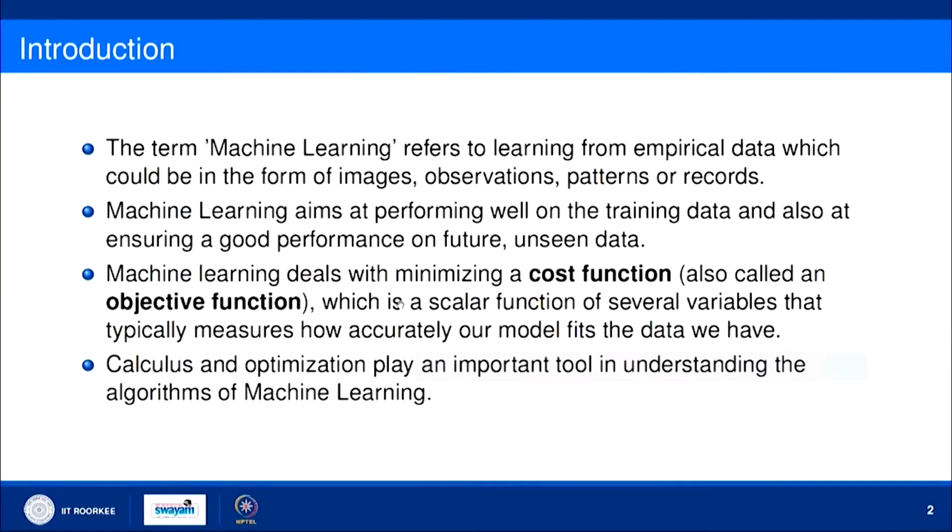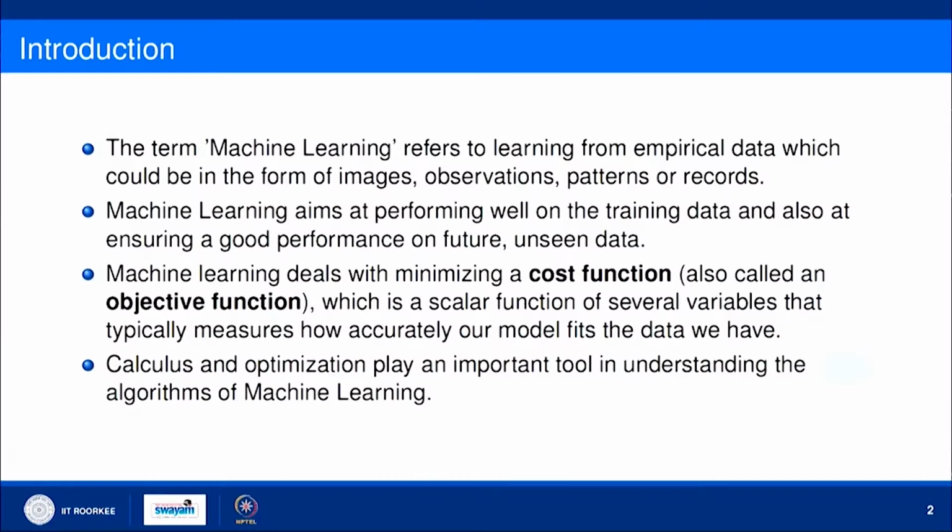Machine learning deals with minimizing a cost function, also called an objective function, which is a scalar function of several variables that typically measures how accurately our model fits the data we have. That is the main important theme of optimization here. Calculus and optimization play an important role in understanding the algorithms of machine learning. So, let us first start with calculus and the components of calculus which are essential in machine learning.